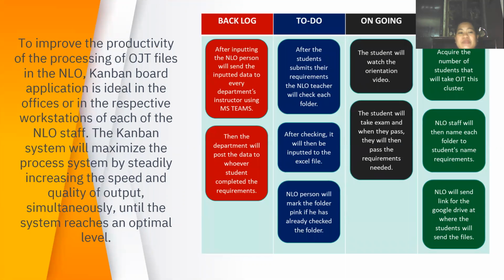To improve productivity of processing OJT files in the NLO, the Kanban board application is ideal in the office or respective workstation of each of the NLO staff. The Kanban system will maximize the processing system by steadily increasing the speed and quality simultaneously until the system reaches the optimal level.